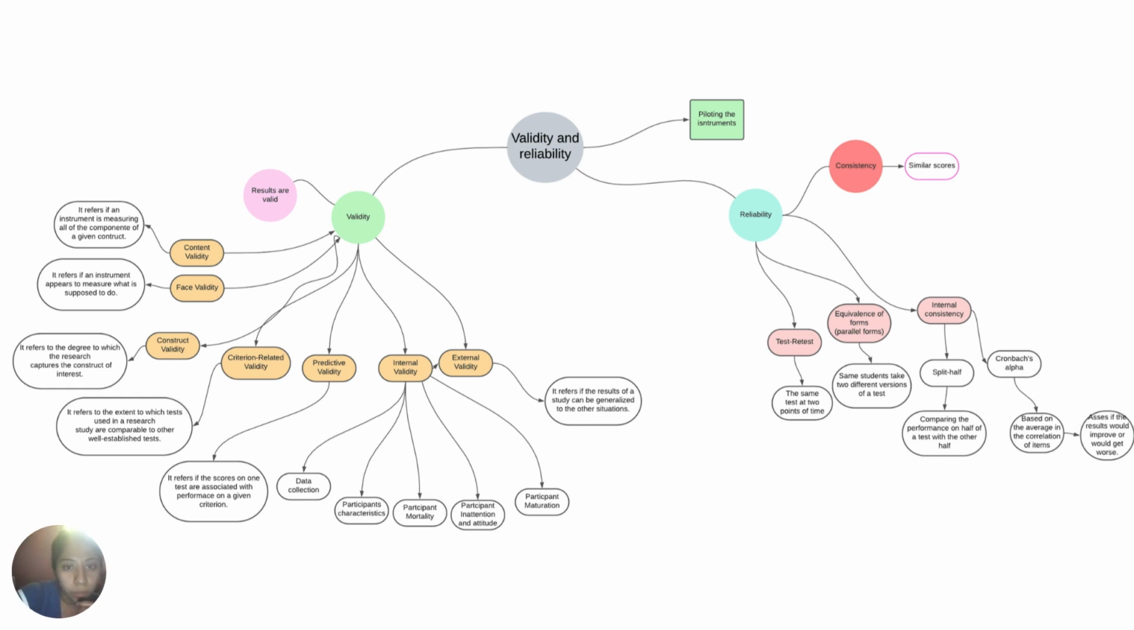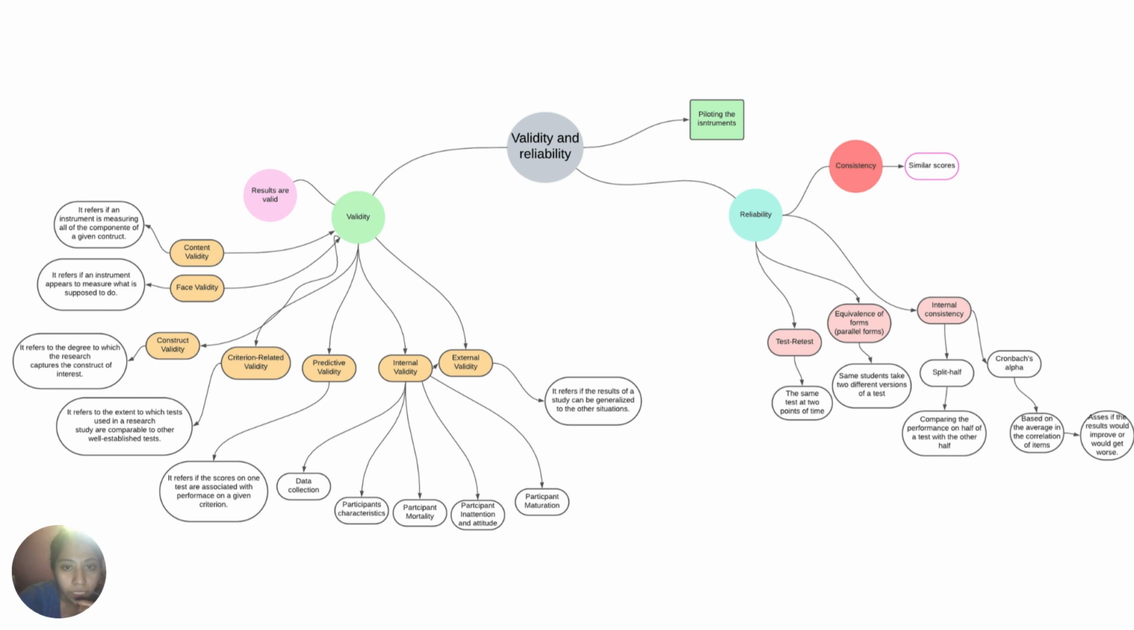In this case, if we want to measure motivation in an instrument, the instrument has to be related to things that prove that the participants can see that we are going to measure motivation and not something else. Construct validity refers to the degree to which the research captures the construct of interest.